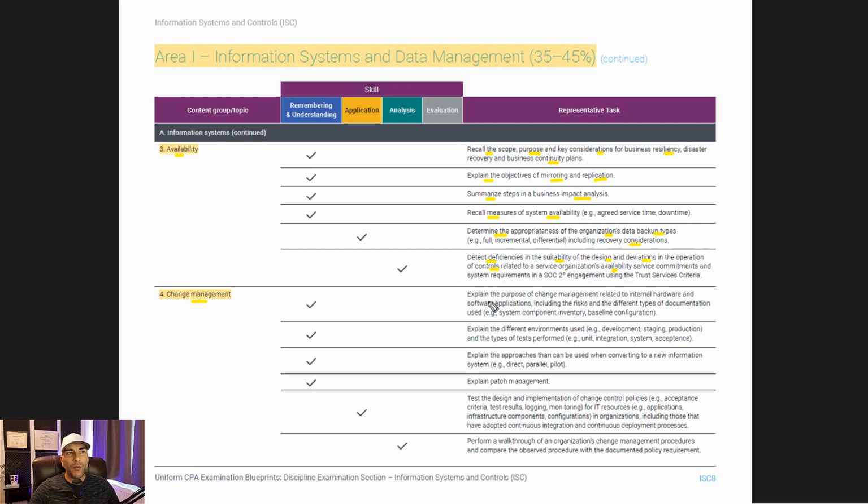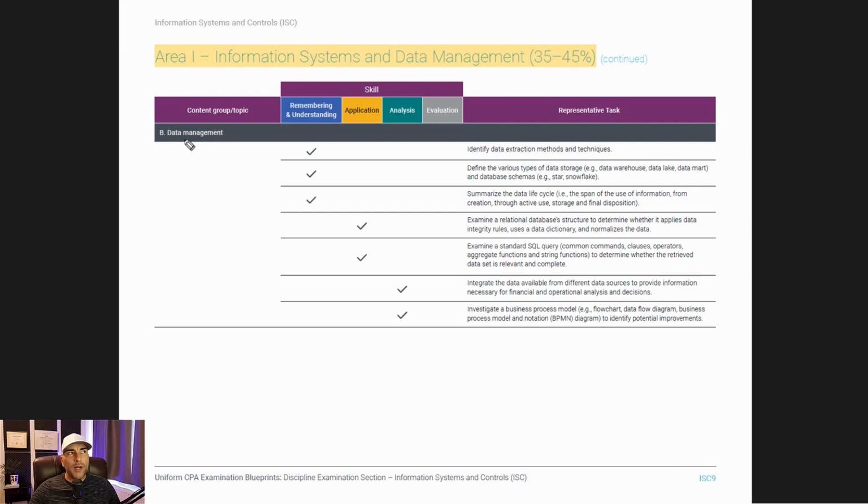Next, we have change management, where you're going to need to be able to explain the purpose of change management related to internal hardware and software applications. You're going to need to be able to explain the different environments that are used in testing and the types of tests performed. You're going to need to be able to explain the approaches that can be used when converting to new information systems. You're going to need to be able to explain patch management. You're going to need to be able to test the design and implementation of change control policies. And you're going to need to be able to perform a walkthrough of an organization's change management procedures and compare the observed procedures with the documented policy requirements.